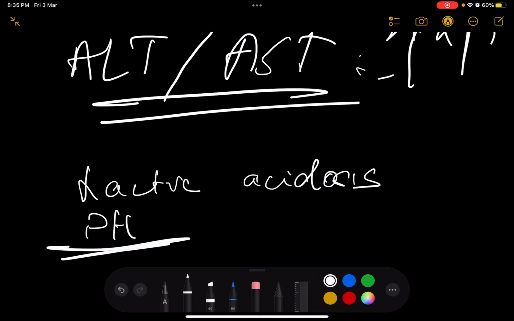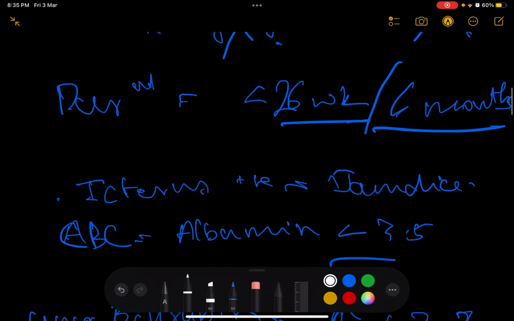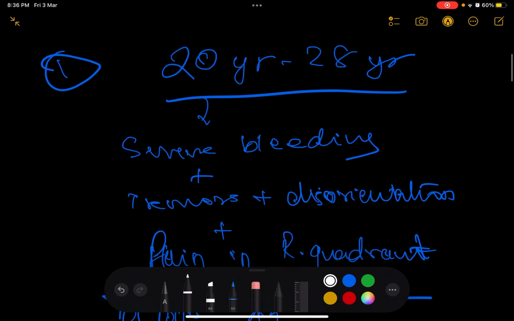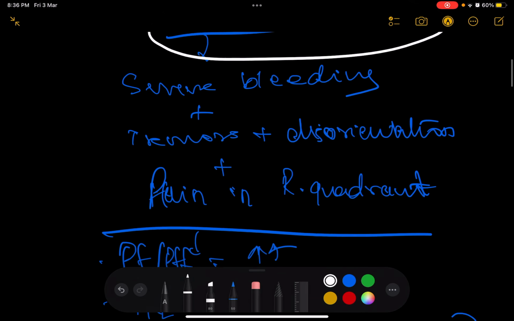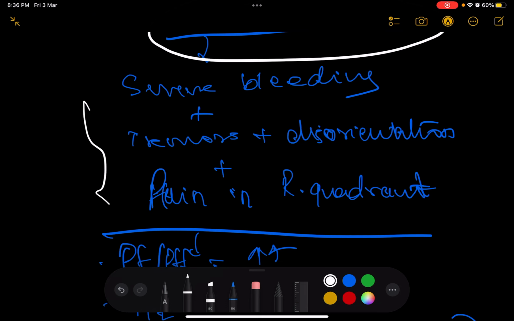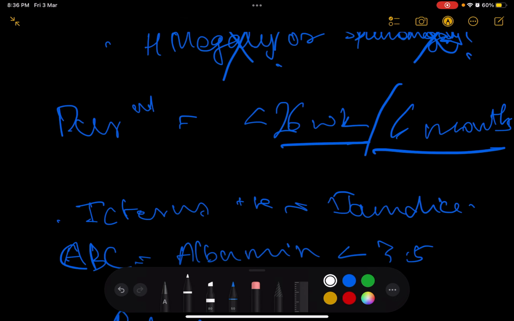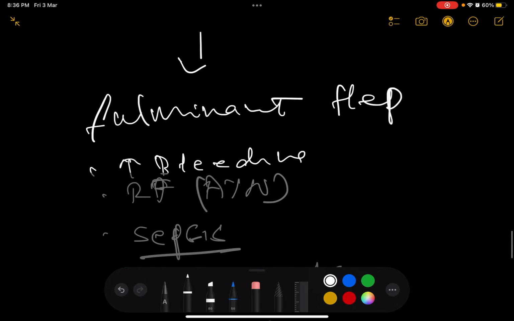So that is one case that I really wanted to speak about. I think this is the case of acute liver failure that we have seen in a patient of 20 to 28 years. There are certain hints, like hepatic encephalopathy symptoms, disorientation, and tremors, that are hinting towards this.